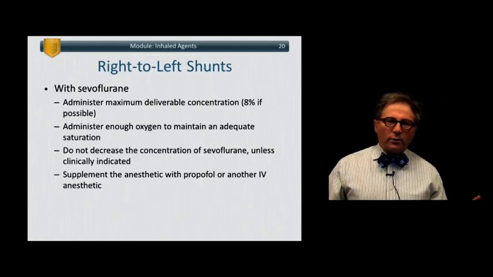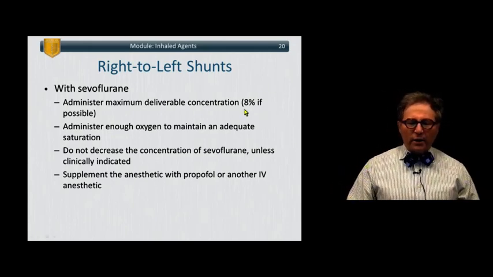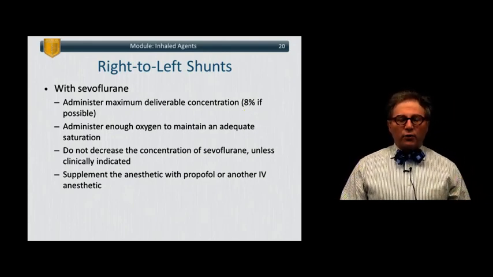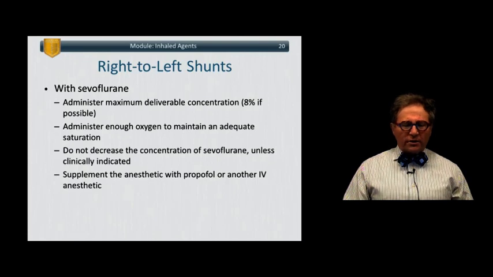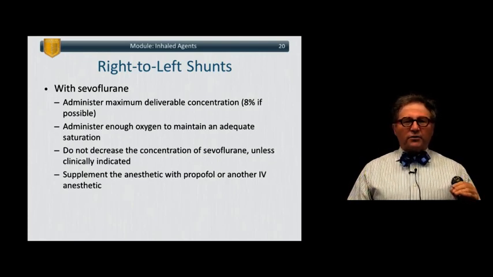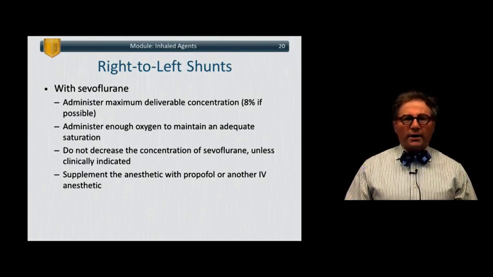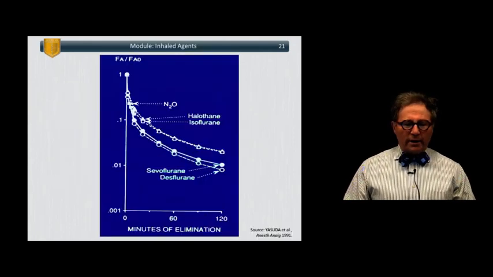And so what do we do? Well, we always maintain a maximum concentration of sevoflurane, usually 8%, in, for example, premature babies or neonates who need a bronchoscopy and have chronic lung disease. We have to administer enough oxygen, but we try to refrain from decreasing the inspired concentration of sevoflurane because the patients are probably not very deep with a large right-to-left shunt. Most importantly, we need to recognize that we probably need supplemental IV drugs to keep these babies asleep during a surgical procedure with an inhalational agent.